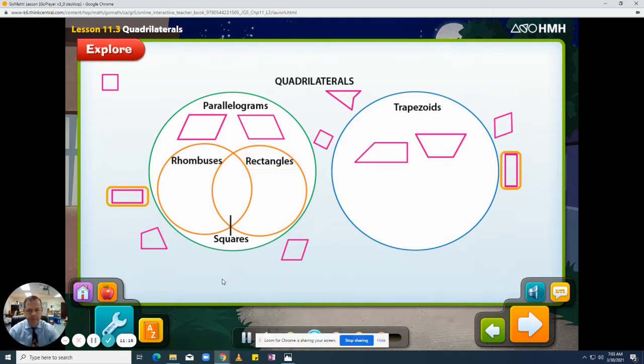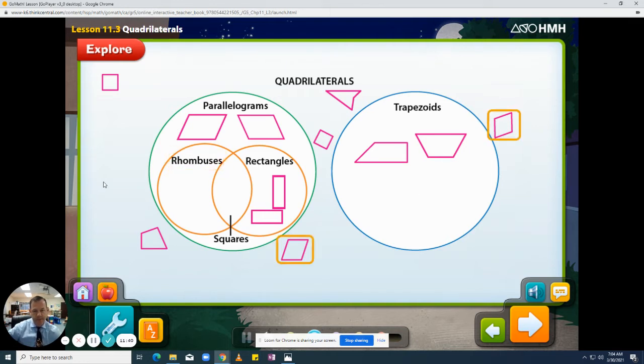A rectangle is a parallelogram with four right angles and two pairs of perpendicular sides. These are both rectangles. Notice a rhombus is also a type of parallelogram. Notice before I click that all of this is in a sheet called quadrilaterals because they're all four-sided shapes. It's just classifying them into their groups.